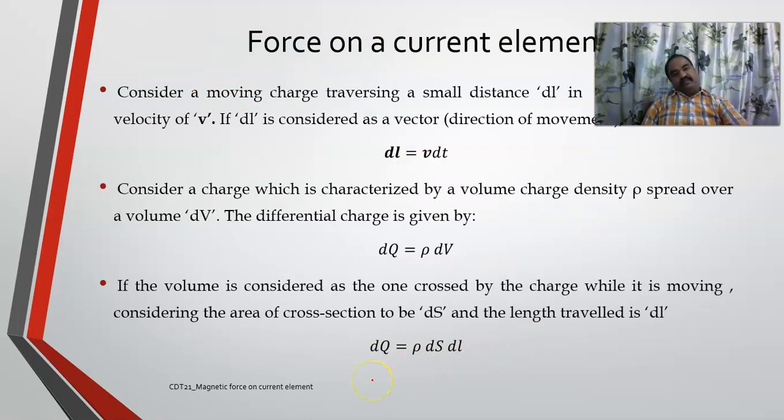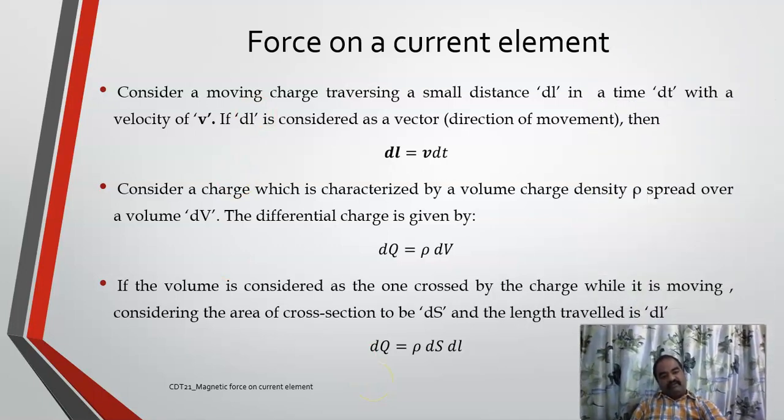Now, we will see the force on a differential element.